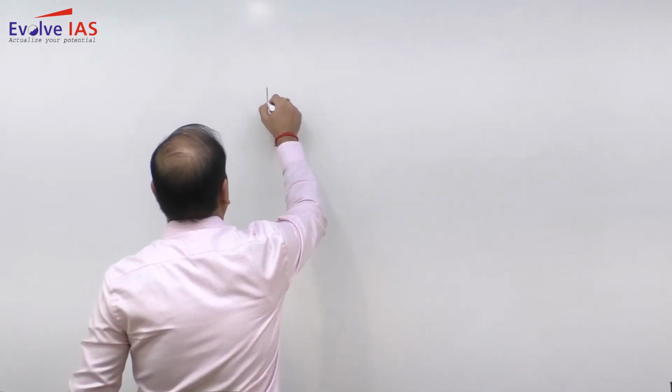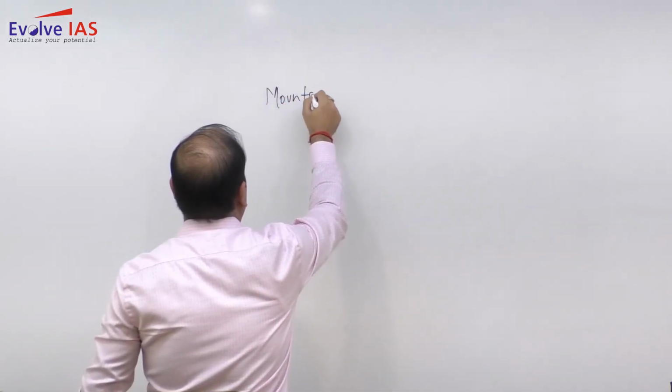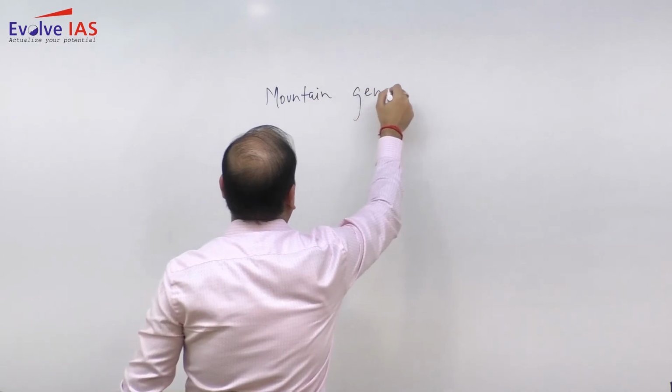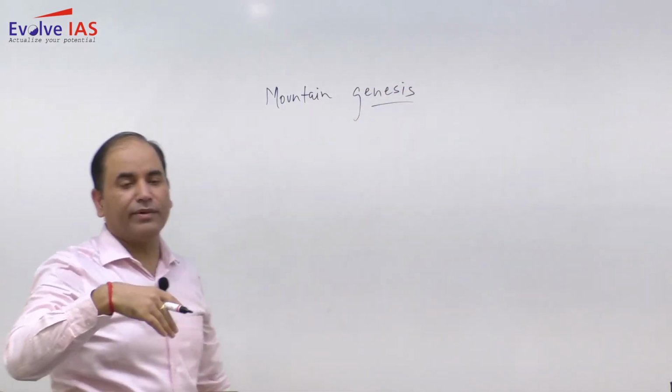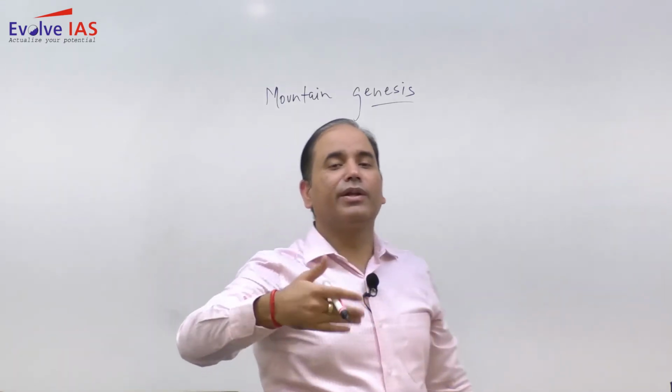So you need to draw a diagram. Mountain genesis and mountain types. Mountain genesis is nothing but the formation of the mountain. So, in a way you can say the question is about mountain orogeny.